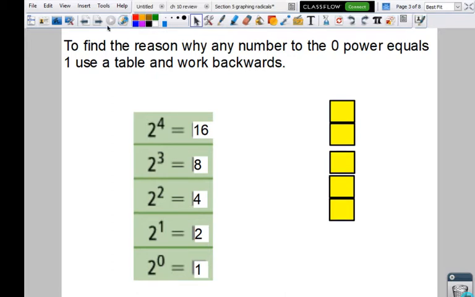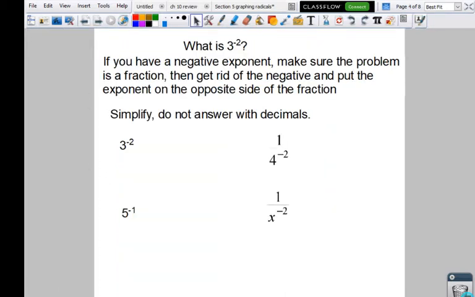Alright? So, most of what we are doing today is going to be simplifying negative exponents.